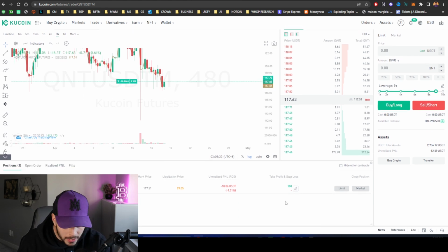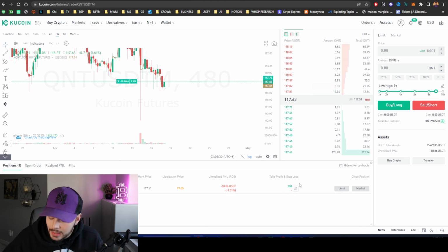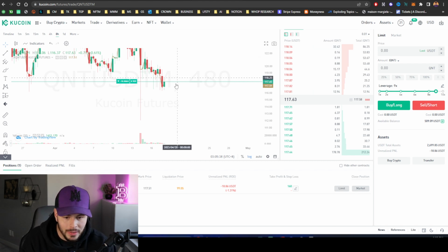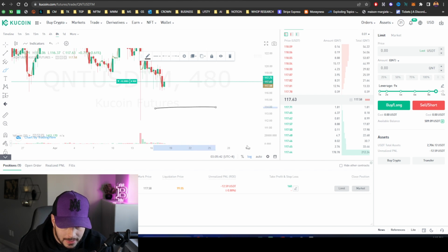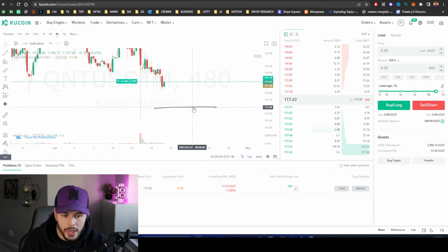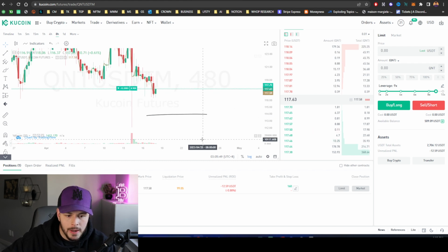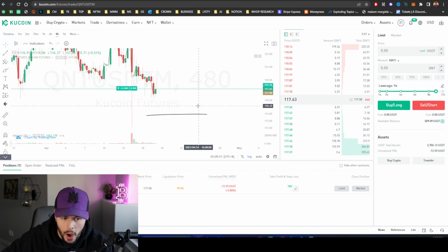Now, here's the other thing. You want to be using a take profit and a stop loss. So what this basically means is what it says, okay? Stop loss is going to stop your loss from happening. So for example, we're going to put a line right here. Let's say that we get liquidated when Quant hits $113. We lose all our money. We get liquidated. You probably want to put your stop loss somewhere higher than that.